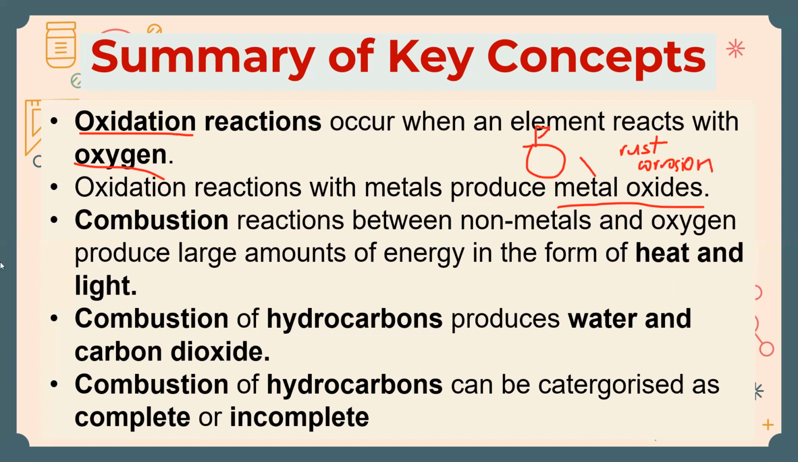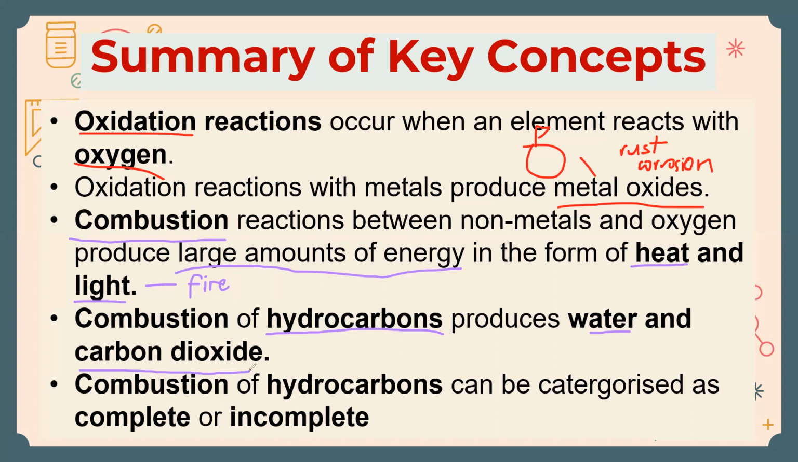Combustion reactions were the second type of reaction that we looked at. Combustion reactions basically occur between nonmetals and oxygen. Again, oxygen being a key component there. They produce large amounts of energy very quickly, but in a controllable way, and they produce energy in the form of heat and light. So remember the example of the fire burning. When fire burns or is ignited, or combusts, we see heat and light, and those are the two energy forms. The combustion of hydrocarbons produces water and carbon dioxide.